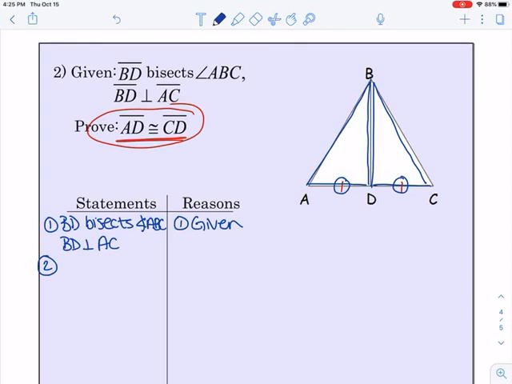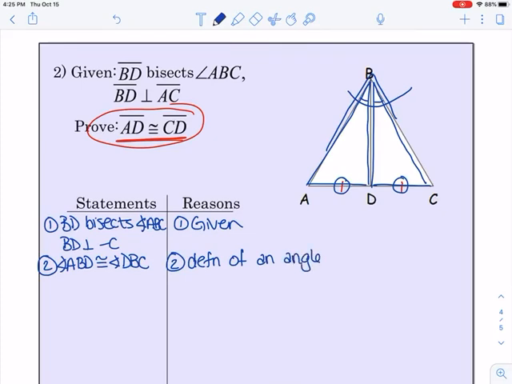Okay, well, if BD bisects angle ABC, again, bisects means cuts into two congruent angles. So angle ABC is this entire top angle, which means that this little angle is going to be congruent to that little angle then. So angle ABD is going to be congruent to angle DBC. Oh, I wrote a 3 again. I have a habit of doing that. Okay, and that is because of the definition of an angle bisector.